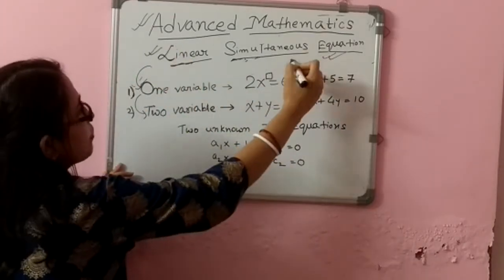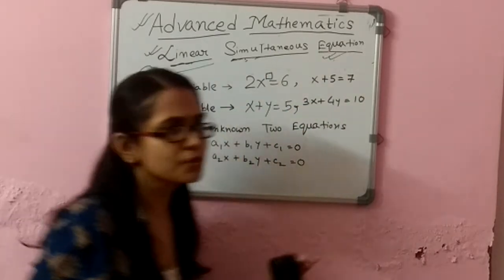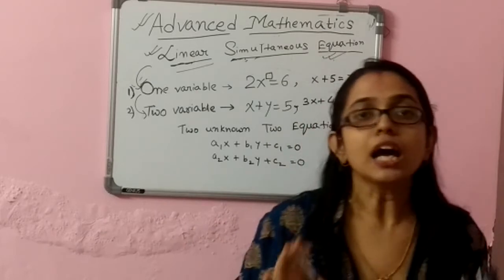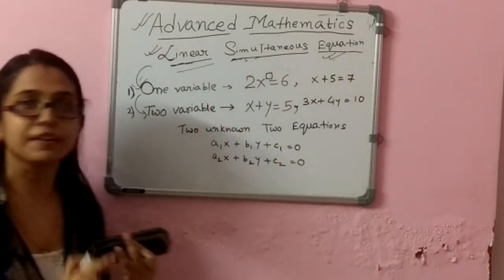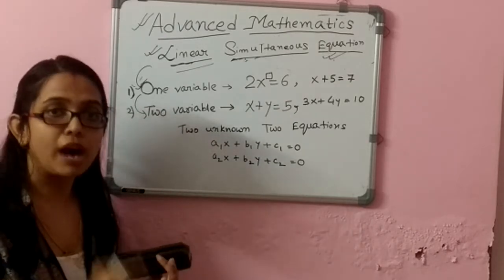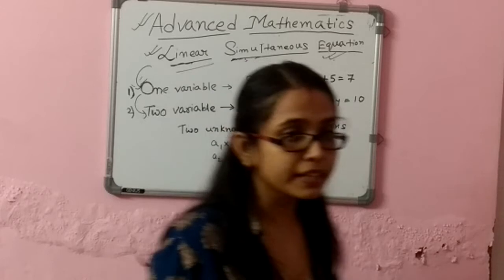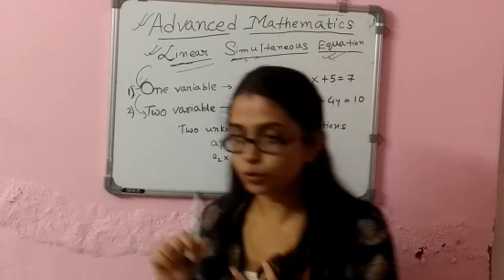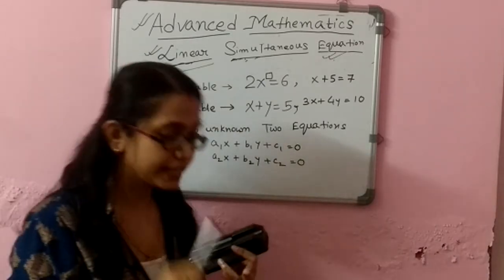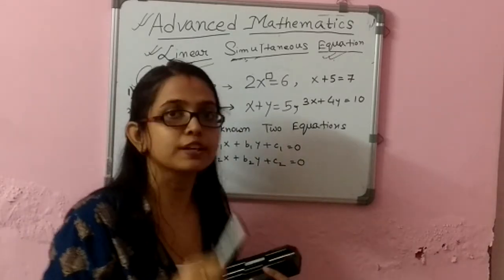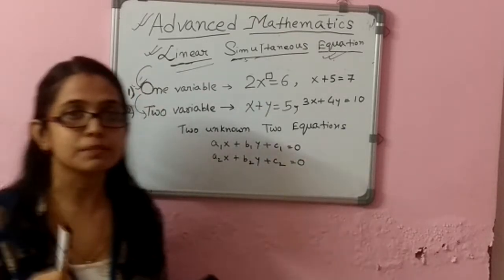Linear simultaneous equation. What is a linear equation? I guess, guys, you all know what a linear equation is. A linear equation is an equation in which there will be variables. Variables can be 1, variables can be 2, but the most important thing to know about a linear equation is that the degree or power or exponent of the variable, of one variable or both variables, will always be 1.